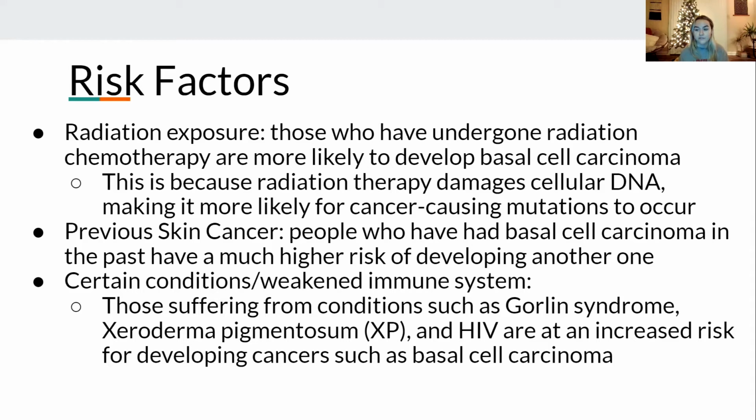People who have had basal cell carcinoma in the past have a much higher risk of developing another one, and those suffering from certain conditions or weakened immune systems, such as Gorlin syndrome, xeroderma pigmentosum, and HIV are at an increased risk for developing cancers such as basal cell carcinoma.